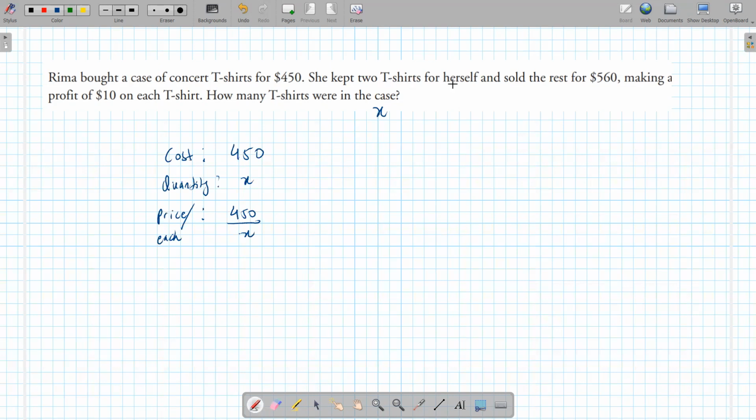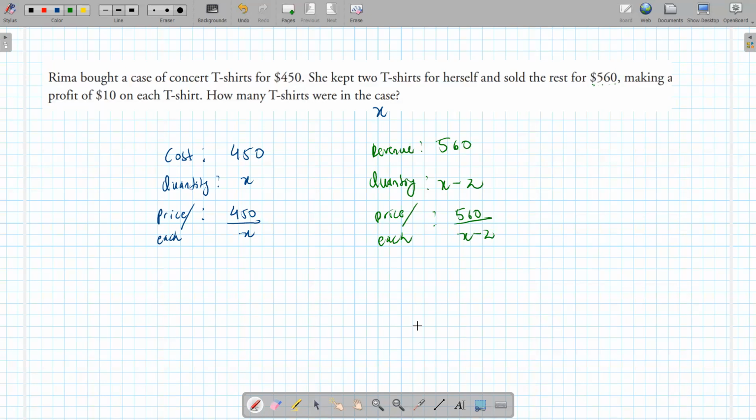She kept 2 t-shirts to herself. So how many t-shirts is she actually going to sell in terms of x? x minus 2. x minus 2. What's the revenue? How much did she make? This number, 560. What's the price per t-shirt for the revenue? Just divide them. Price is going to be 560 over x minus 2, the other way around. Money over quantity will be price.